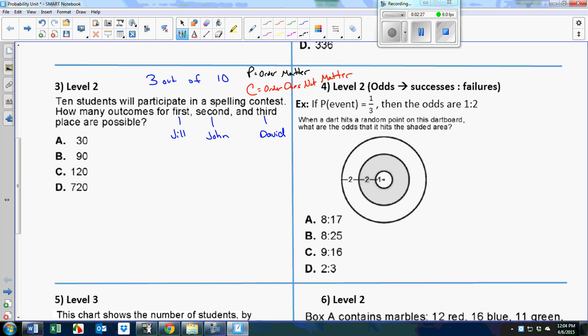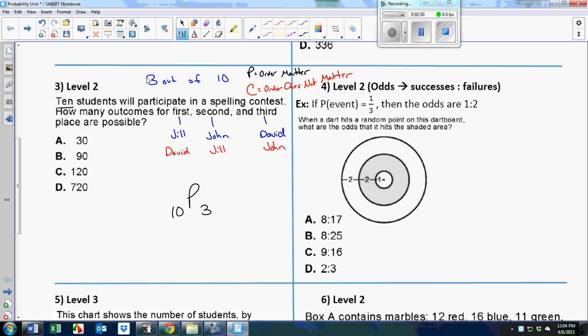Now I've got to pick the same three people, the same outcome in a different order. So David, Jill, John. Do I get a different result? Yeah, the first time Jill got first place, and the second time David got first place. So that is a question where order matters. So you have 10 students, you're choosing 3, so it is 10P3.